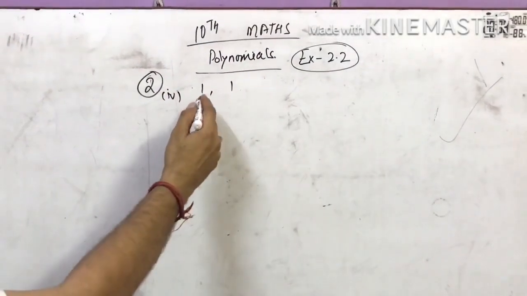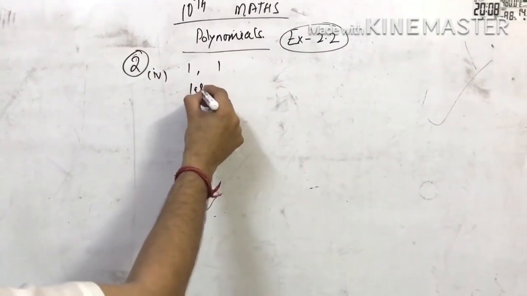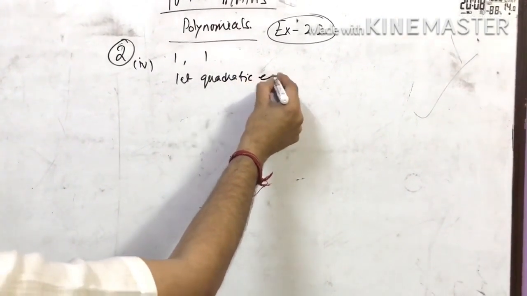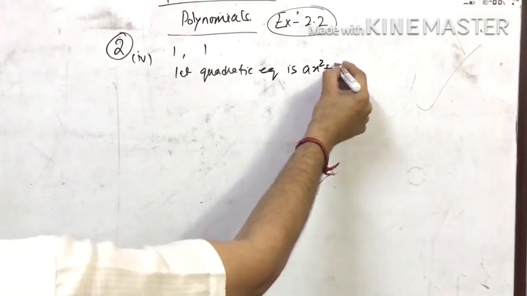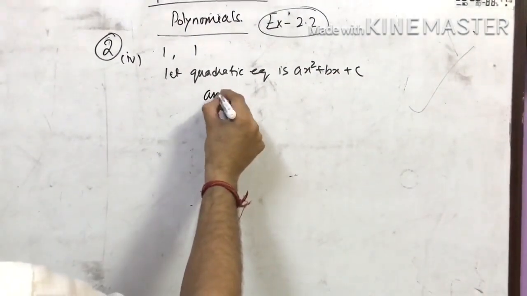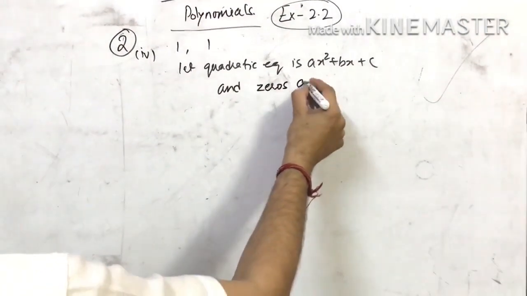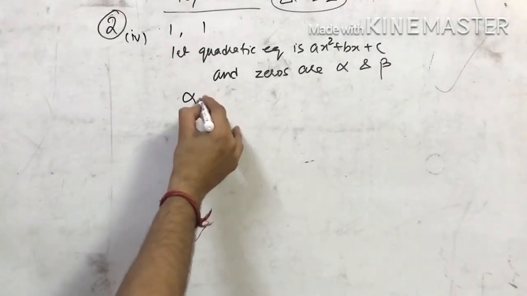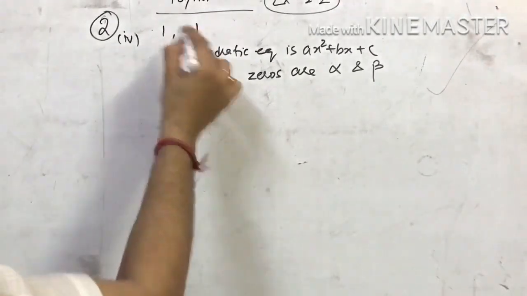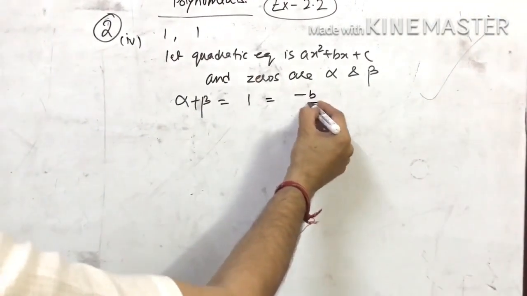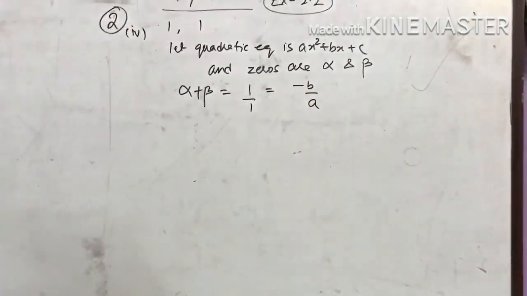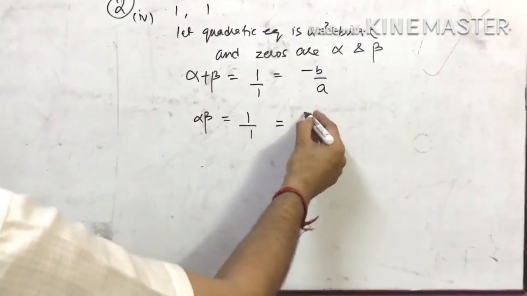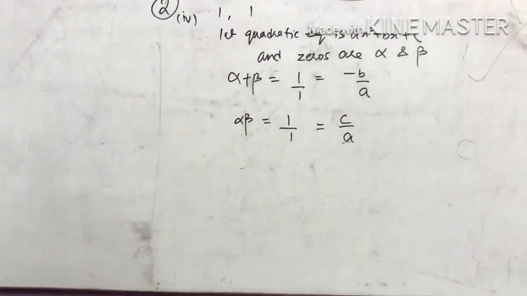Fourth part is sum of roots is 1 and product of roots is also 1. Again write down, let the quadratic equation be ax square plus bx plus c, and the zeros are, you are assuming it, alpha and beta. You are given that the sum of roots is 1, and you know the sum of roots is minus b over a, so you can write it as 1 over 1 also, no issues. The product of roots is 1, you can also write it as 1 over 1, so it is the formula of product of roots, c by a, for a quadratic equation.